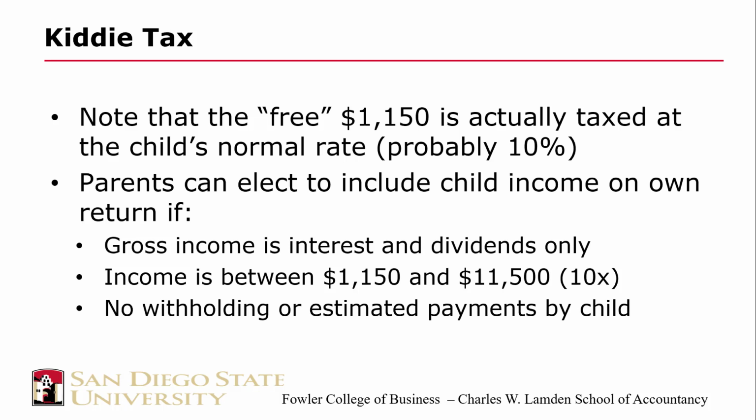So it's 10 times that standard deduction amount for a dependent, which again in 2022 is 1,150. And the child can't have had withholding or estimated payments, because the IRS's payment system can't transfer that payment from one taxpayer to another, right? If it's associated with that child's social security number, they can't just shift it over to the parents. Then you get into this mess where it's like, yeah, but we did pay. Well, no, you didn't pay. So basically the rule is, they can't have made any payments at all against the tax.